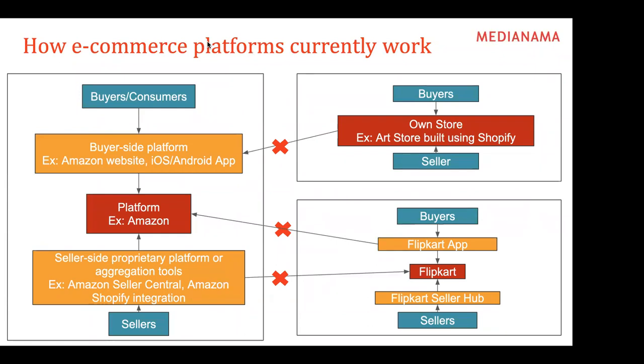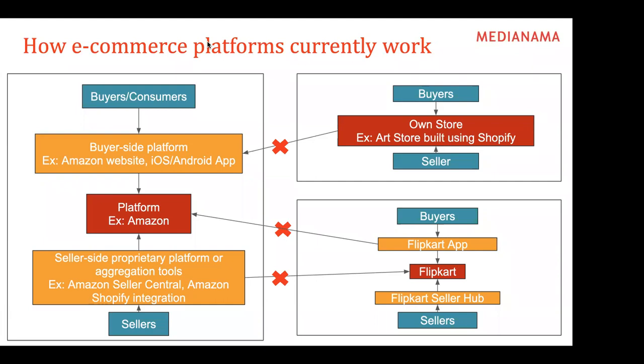If you look at the diagram on the left, the only way now, if a seller wants to sell something on Amazon, is to use the proprietary tool provided by Amazon, which is Amazon Seller Central. So they go to Amazon Seller Central, they say we have these products, and they list these products. And the only way for customers to access these products is through Amazon's website or the iOS and Android app. You cannot access the goods sold on Amazon from some other platform.